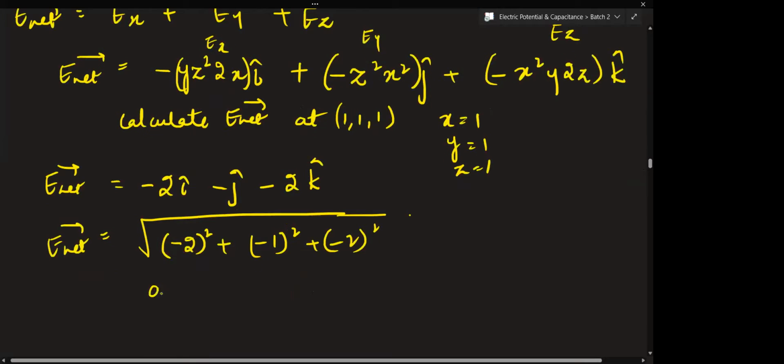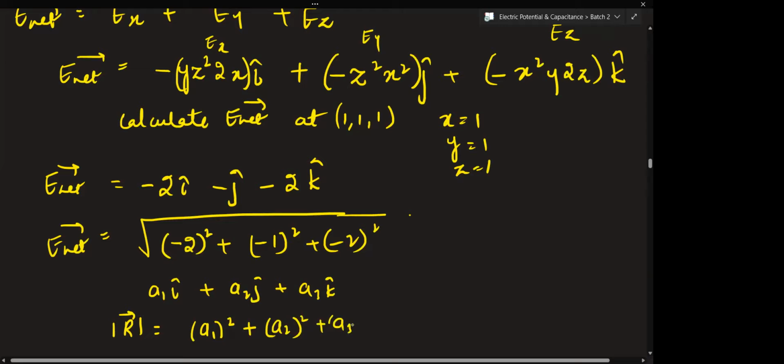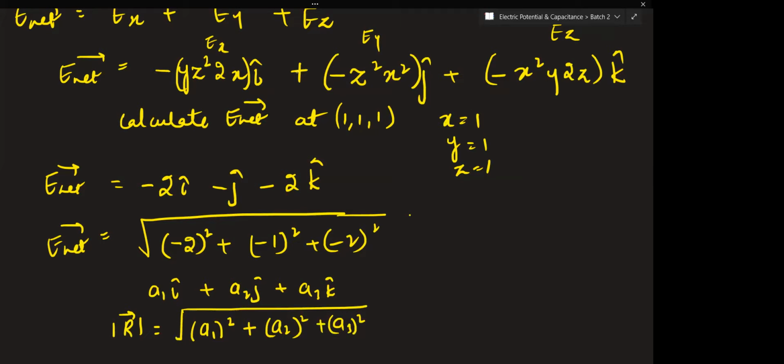if your vector is a1 i cap plus a2 j cap plus a3 k cap, and you have to find the resultant's magnitude, then take the coefficient, a1, whatever it is. If it is minus a1, take it as minus a1. Square it, plus take a2, square it, then a3, square it, all under the root sign. This gives you the magnitude of the vector. Is this clear now? Yes, teacher, clear.